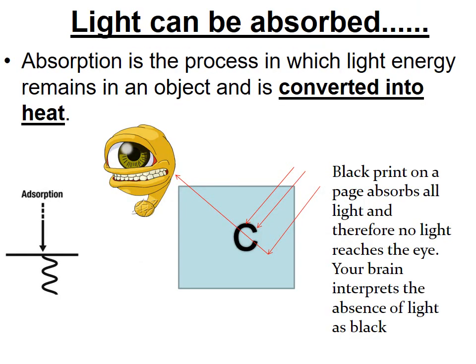The other behavior, as I mentioned, is light can be absorbed. And when light is absorbed, it's usually converted into heat. Now, here's a perfect example of light absorption. You can see some light rays coming from a light source. Light rays are hitting the letter C. Many of the light rays that hit the letter C are actually absorbed. And those light rays that are absorbed, they don't make it to your eyes.